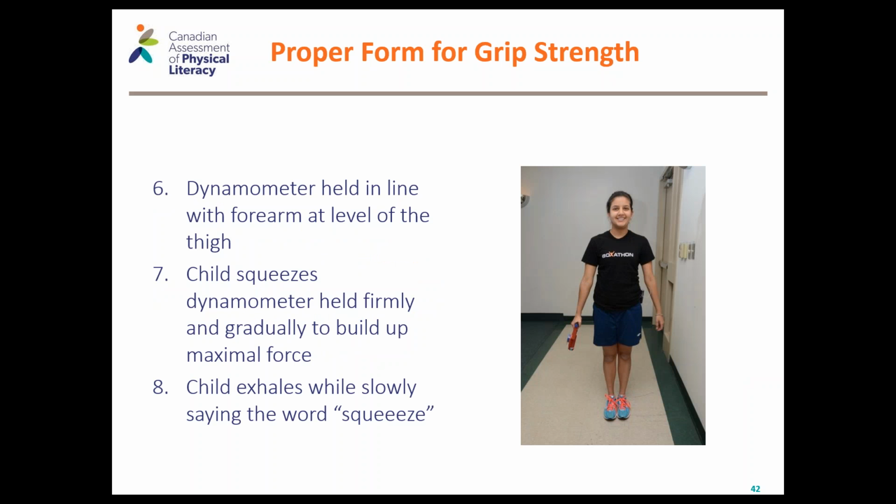So this picture actually shows you a better image of what it looks like. The dynamometer is held in line with the forearm at the level of the thigh. The child squeezes the dynamometer firmly and gradually builds up to maximum force. And this is really important: when the child exhales, it's important to say the word squeeze.